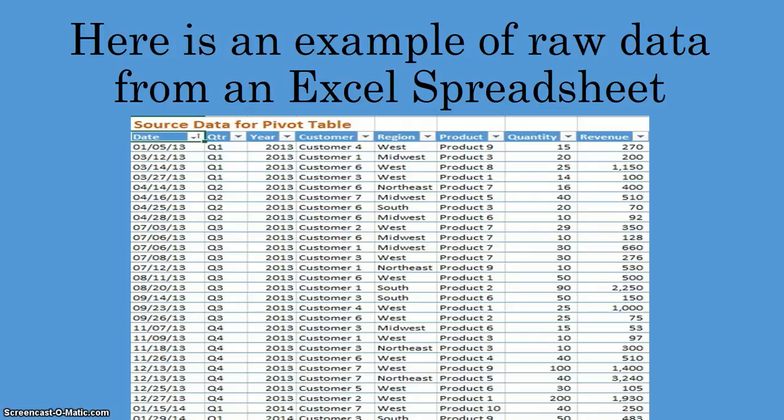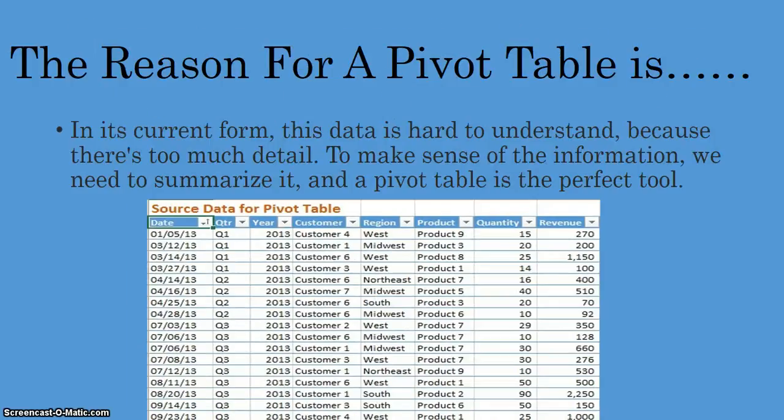But working with this raw data can be cumbersome, and to the end user, this information does not present something that would allow them to understand what all this information is. So what would be a reason for a pivot table? Again, in its current form, this data is hard to understand because there's too much detail. To make sense of this information, we need to summarize it, and a tool to do that would be a pivot table.